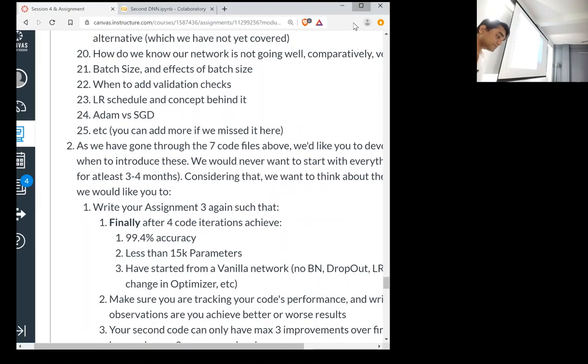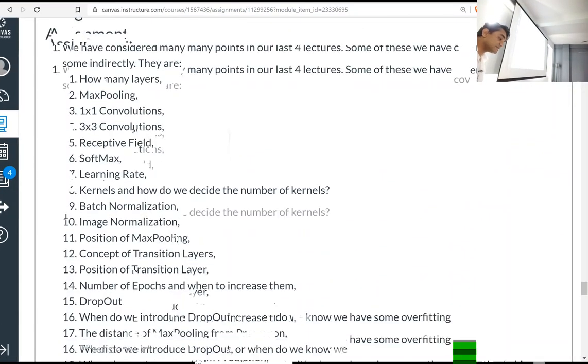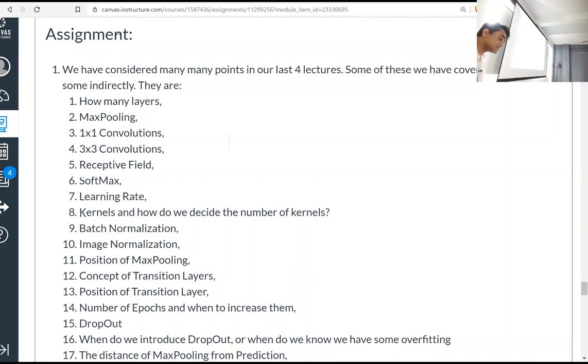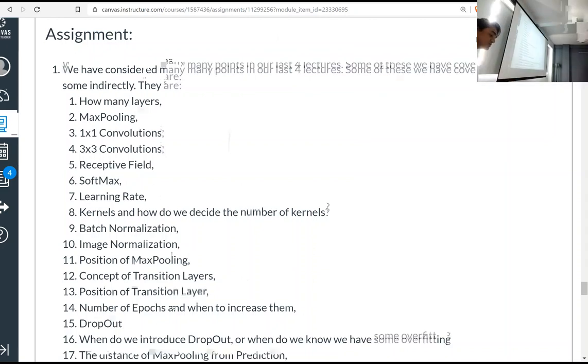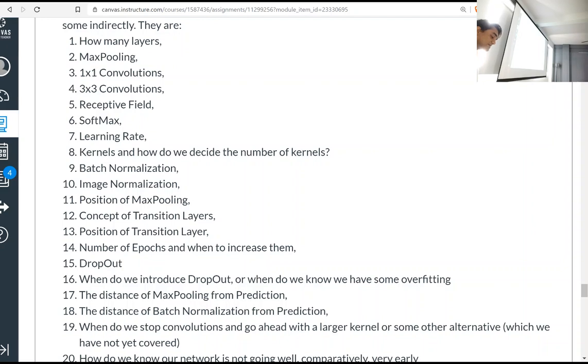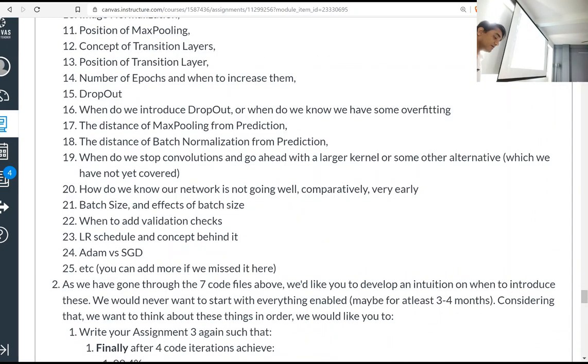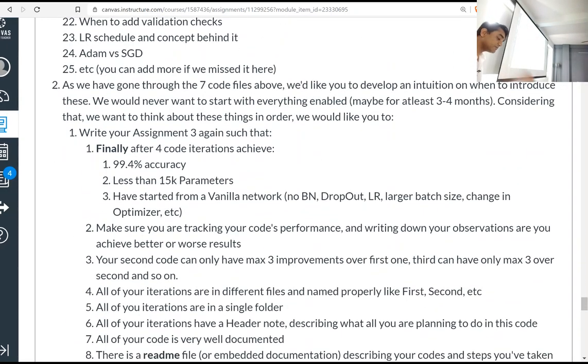Now let's look at the assignment part. We have covered some of the concepts till now. We have covered how many layers, pooling layers, 1x1, 3x3, receptive field, softmax, learning rate. These are some of the points which we have covered, right? Now what we want from you in the assignment is you are going to be doing a third assignment again, but this time in 4 steps.